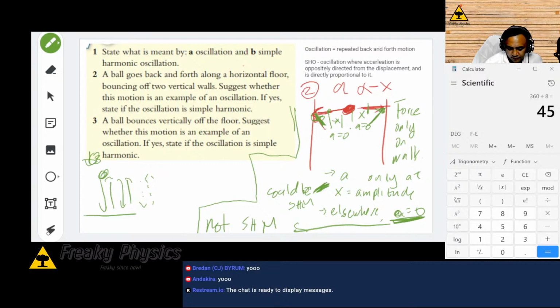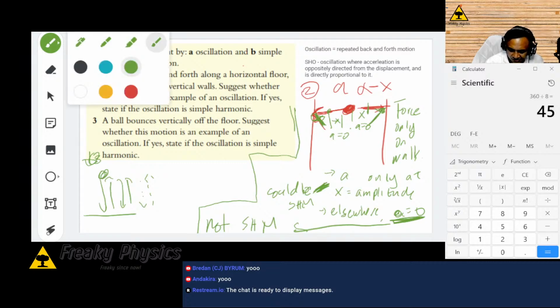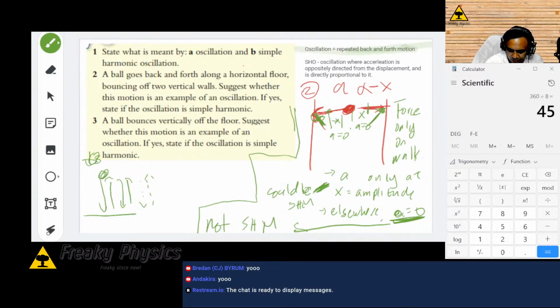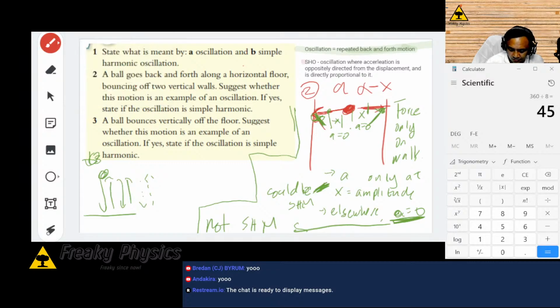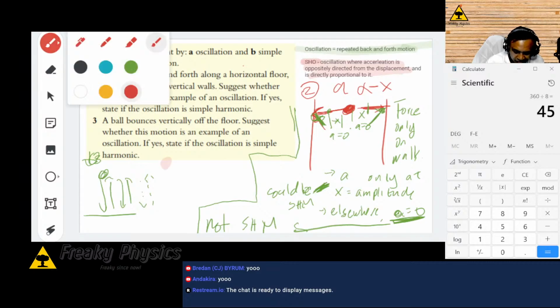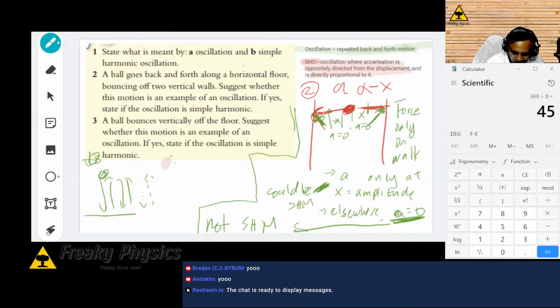Is it oscillation? Let's go back. What's oscillation again? It's repeated back and forth motion. Is it a repeated back and forth motion? Yes. So number 3 is oscillation, check. How about simple harmonic motion?